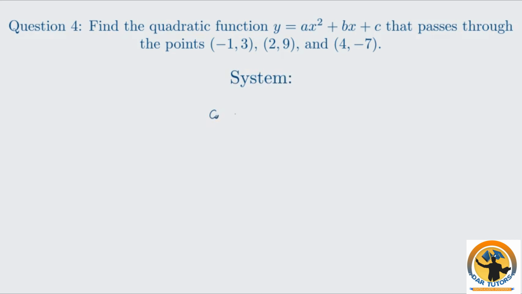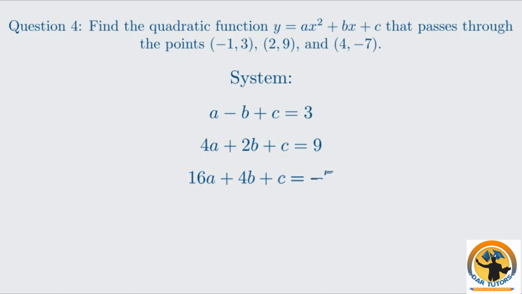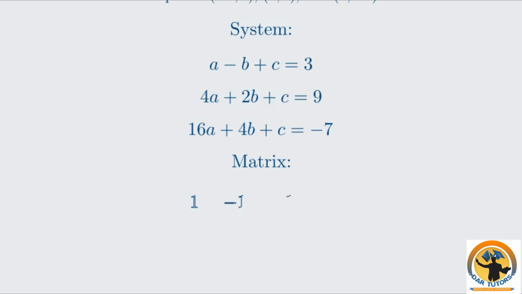For (-1, 3), we get a minus b plus c equals 3. For (2, 9), we get 4a plus 2b plus c equals 9. For (4, -7), we get 16a plus 4b plus c equals -7. The augmented matrix is 1, -1, 1, 3 in the first row, 4, 2, 1, 9 in the second, and 16, 4, 1, -7 in the third.